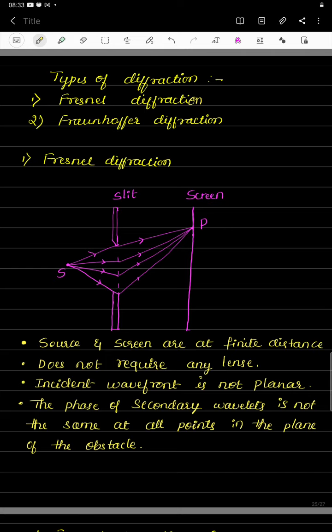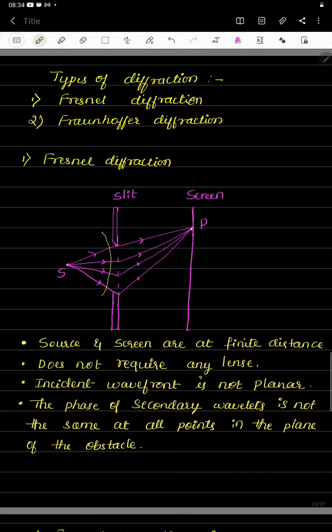So look at the diagram here. In Fresnel diffraction, the source of light and the screen are placed at a finite distance from the obstacle. Here obstacle means a slit, which opposes the ray of light coming from the source. If the source of light is kept at a finite distance, the wavefront coming from such a source is considered a spherical wavefront. So here this will be a spherical wavefront.